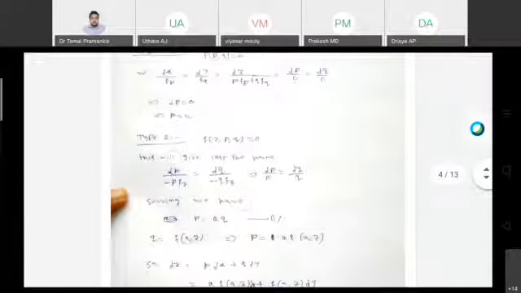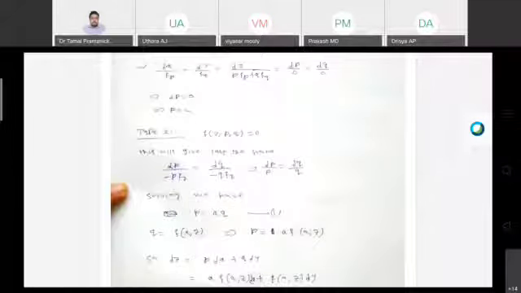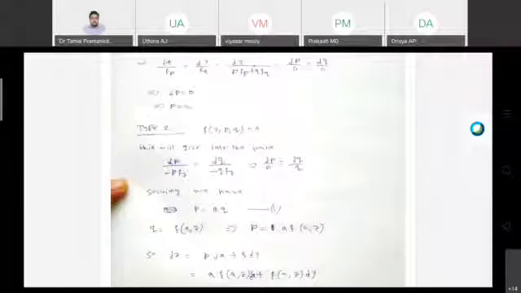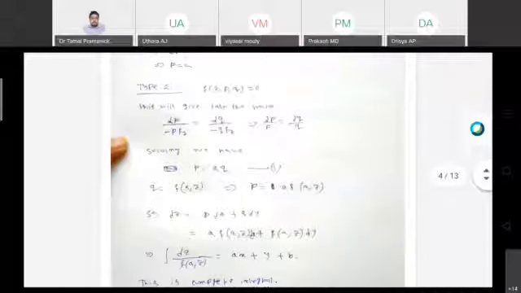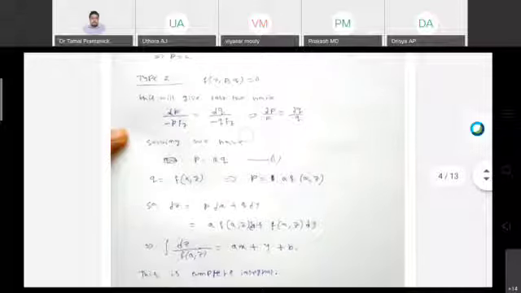Similarly, the second type is f of z, p, q, which means the x and y terms are not present, only z is present. After calculating all these things, you will get p equal to aq.